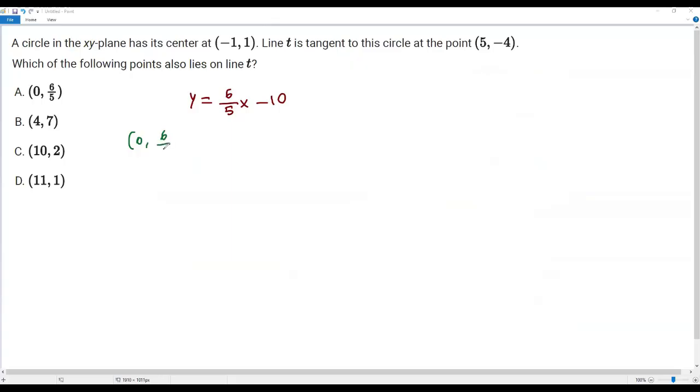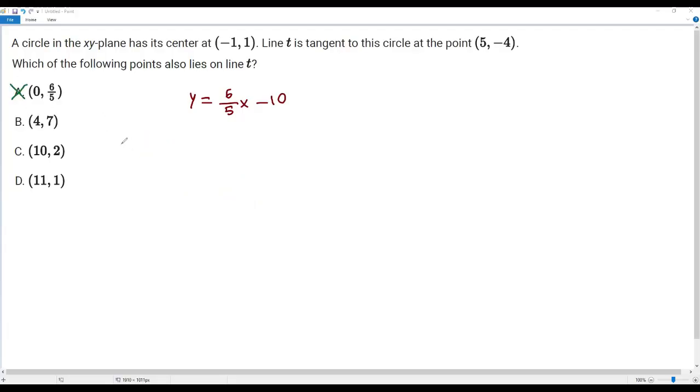Okay, now I'm going to consider the point in answer choice A, that is 0, 6 over 5. Now I have to plug in the x coordinate 0 for x and the y coordinate 6 over 5 for y. That is 6 over 5 equals 6 over 5 times 0, negative 10. So 6 over 5 equals 0 minus 10, so 6 over 5 equals negative 10. We know that 6 over 5 and negative 10 are not equal. So the point given in answer choice A does not satisfy the equation of line T, so we can reject answer choice A.